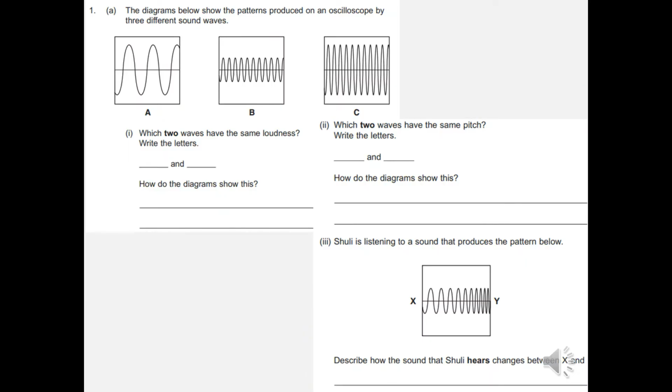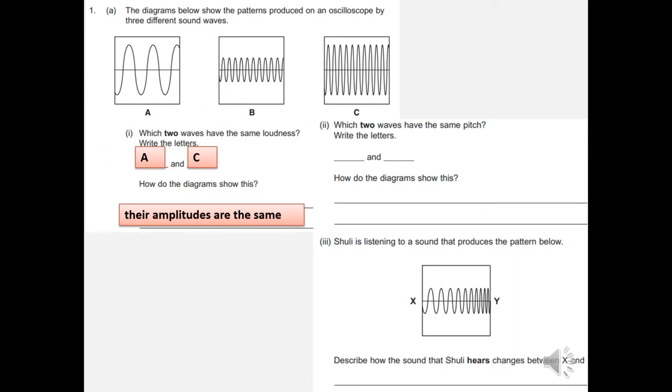Now the diagram below shows a pattern produced on an oscilloscope by 3 different sound waves. The question asks, which 2 waves have the same loudness? And we are supposed to write the letters. Of course here we have A and C. If we were to measure the height, we recognize that they are the same. And how is it that we know? Well, their amplitudes are the same.